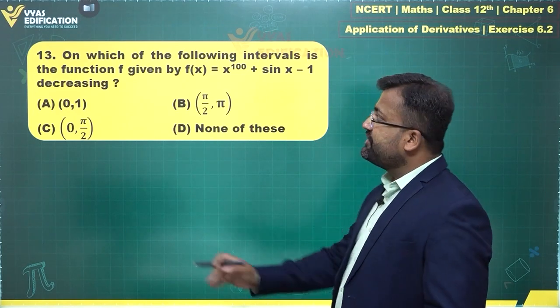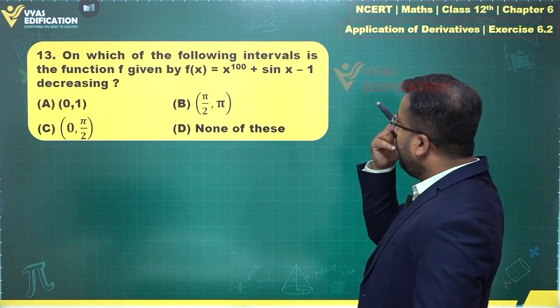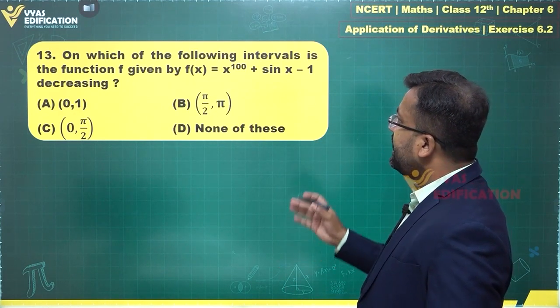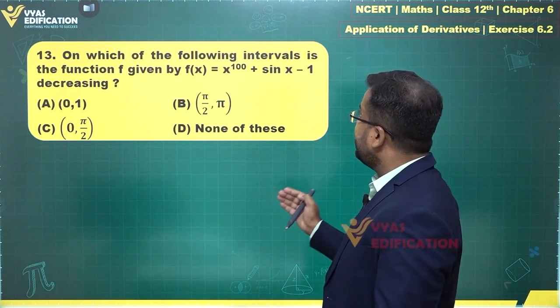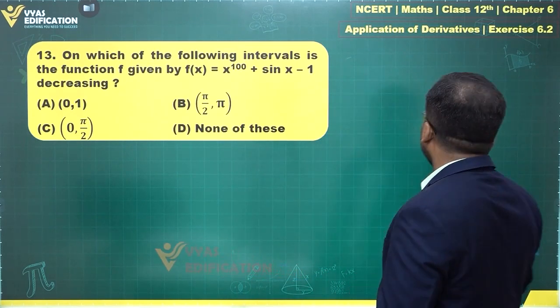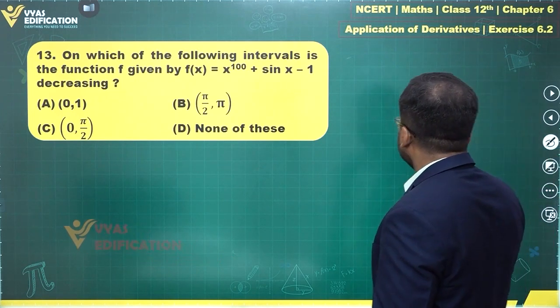Let's discuss this question next. Question number 13 says, on which of the following intervals is the function f given by f(x) = x^100 + sin x - 1 decreasing? On which of these intervals is this function decreasing? And how are we going to deal with this?